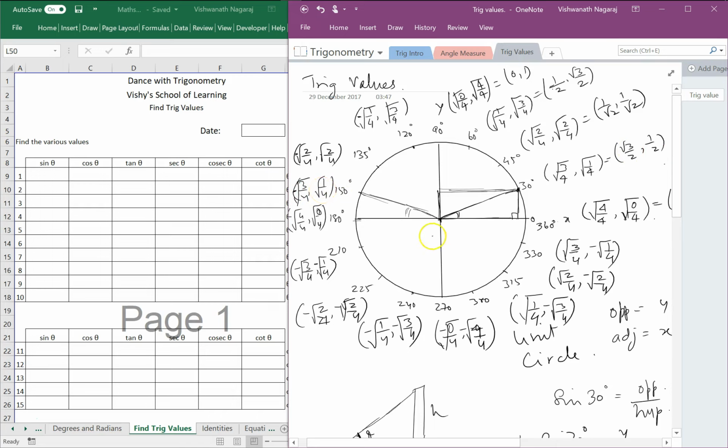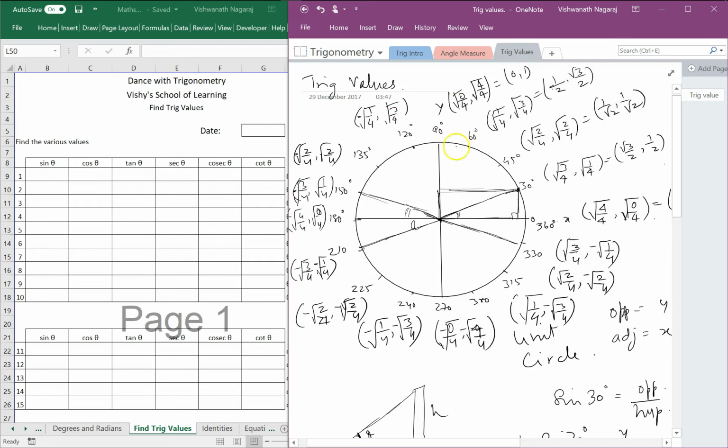Similarly, if you go straight 30 degree this one, now what happens here? Root 3 by 2, 1 by 2, right? Again, the difference is only in the sign. If we look at this, again root 3 by 2, so the difference is again only in the sign.